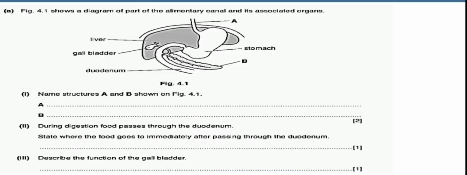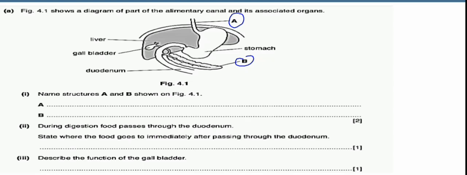Then the next question is saying, figure 4.1 shows a diagram of part of the alimentary canal and its associated organs. So we have the part labeled A, which is called the esophagus. Then the part labeled B is called the pancreas. In part A, the esophagus, that is where peristalsis occurs. The function of the pancreas is to produce the hormones, which are insulin and glucagon. Apart from that, it also secretes what? The pancreatic juice, which digests the food nutrients.